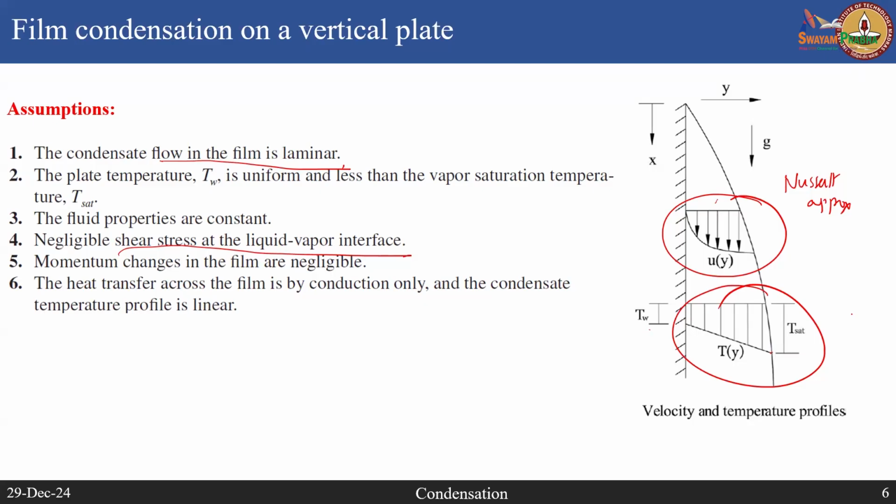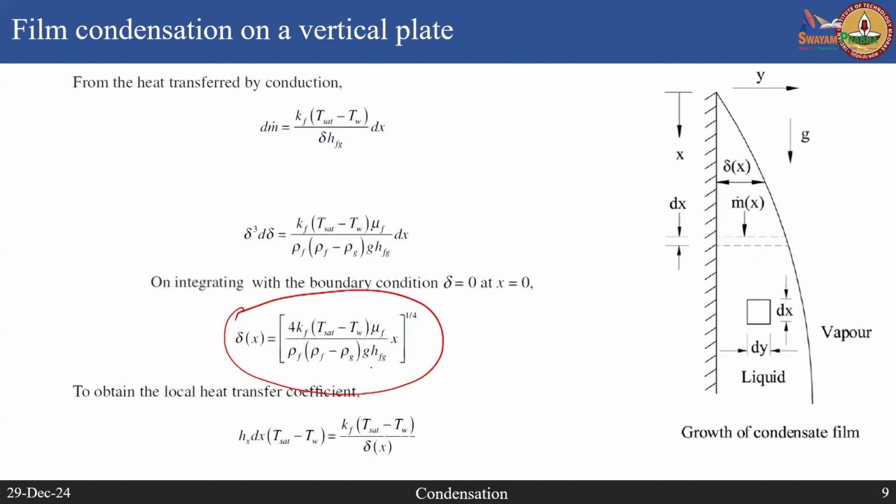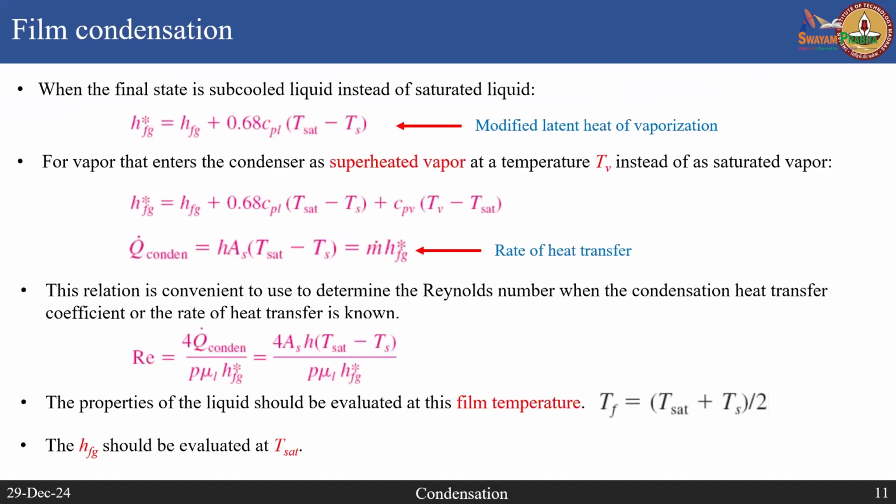And the other thing is the wall, from the wall to the interface there could be also subcooling. So, he did not consider the subcooling and superheated vapor effect. So, later people just added that. And they call this a modified latent heat of vaporization.